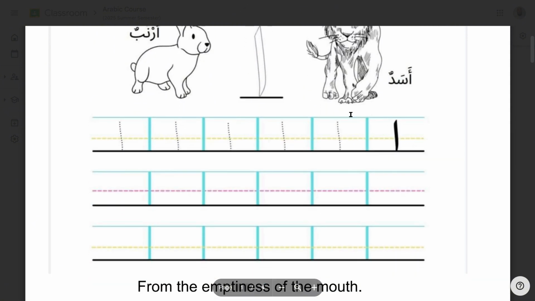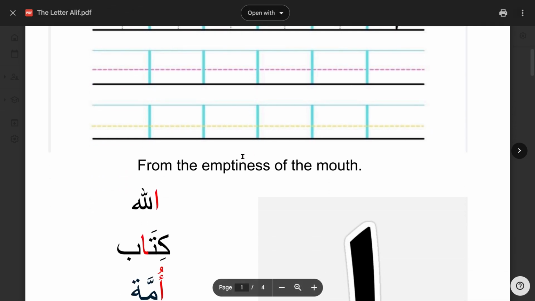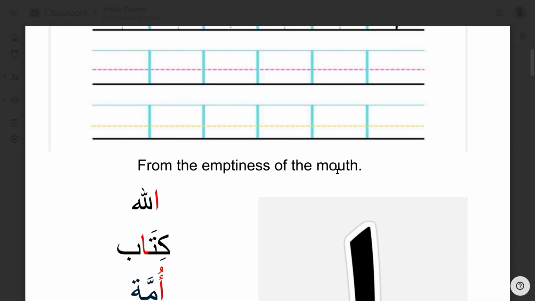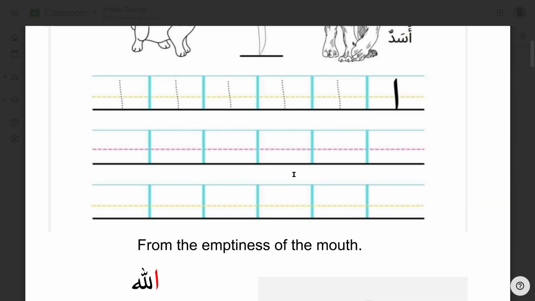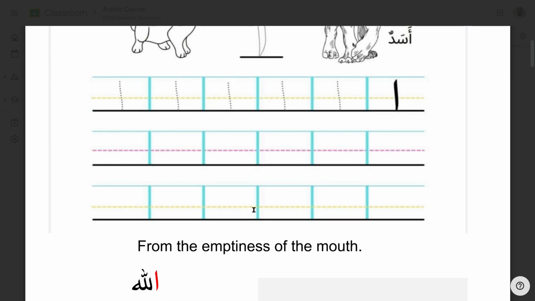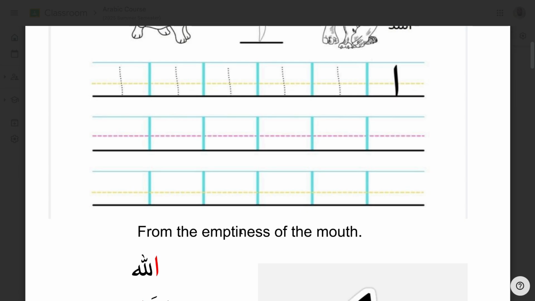Alif. Make sure you guys write it. For practice, where does alif come from? From the emptiness of the mouth. You just open your mouth and you come out with the sound of ah. Alif also works as a vowel, and it has different functions in Arabic.